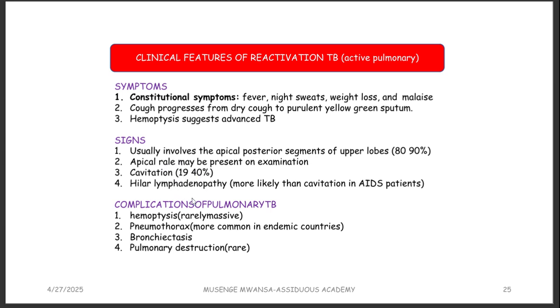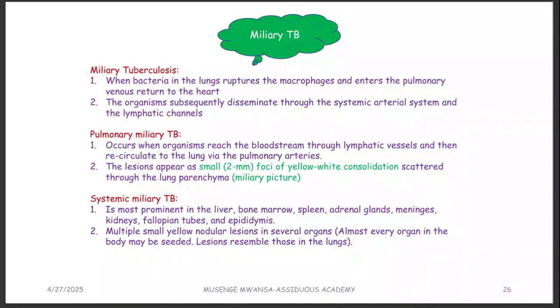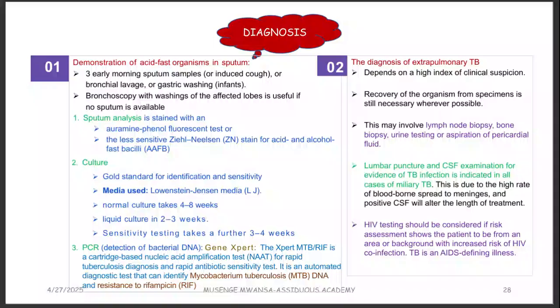So what are the complications of pulmonary TB? There is hemoptysis. There's also pneumothorax, where someone has air in the pleural cavity. There's also bronchiectasis, one of the common conditions we discuss, which is part of the obstructive pulmonary diseases along with COPD. There's also destruction of the lungs. Miliary TB is just TB that has spread and is there throughout the body.